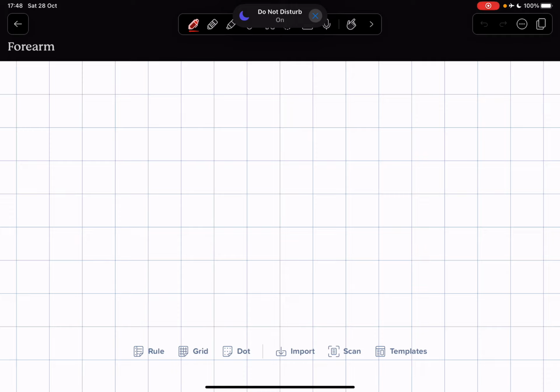In this video, I am going to talk about the forearm. First, we will talk about the front of the forearm and then about the back of the forearm.